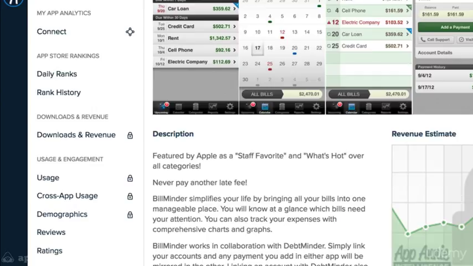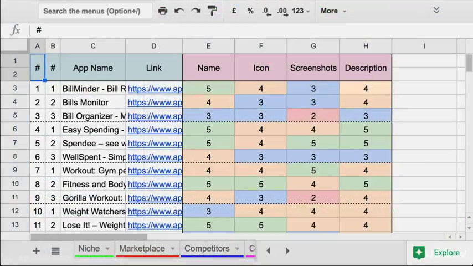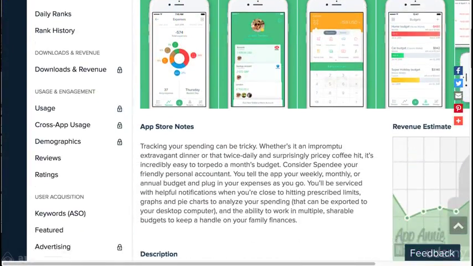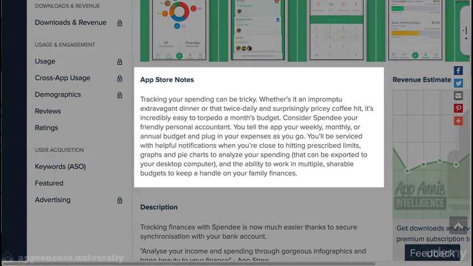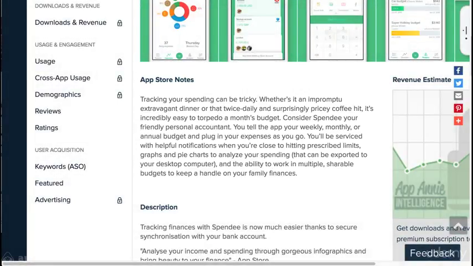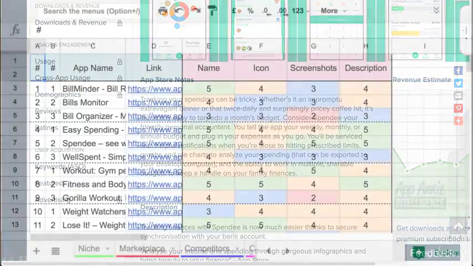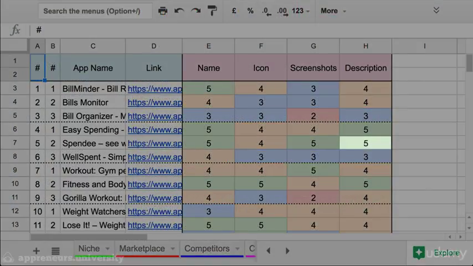The second sentence is just, never pay another late fee. There is nothing about how this app solves the problem, only a declaration of a problem that people might have. So that's why it scored only 4 out of 5 for description. Spendy is a good example of a description that represents the app. It has a story from real life, it specifies a problem and provides an explanation of how the app solves the problem, and all this in only 1 paragraph. Maybe it could be a bit shorter, or some sentences could be split using bullet points, but we still scored it 5 out of 5.